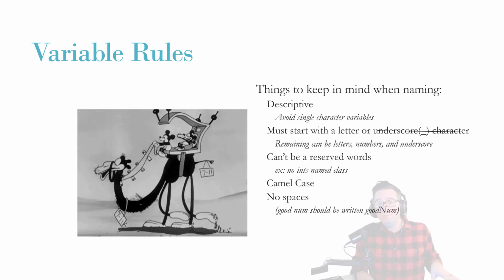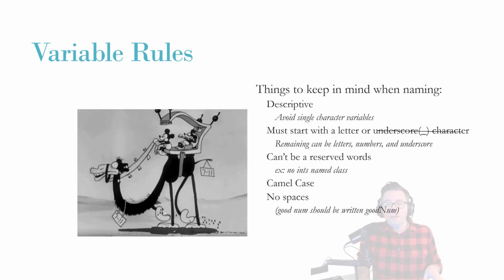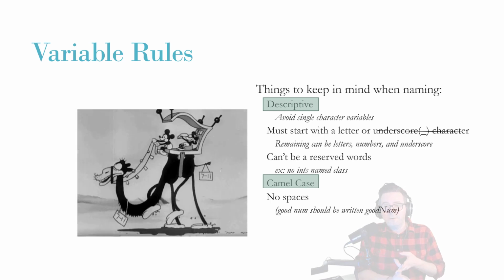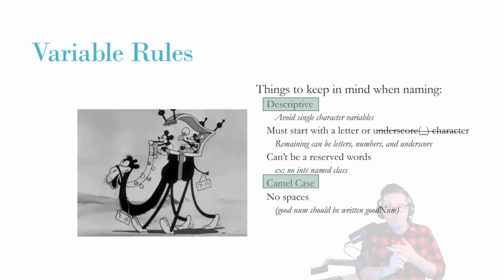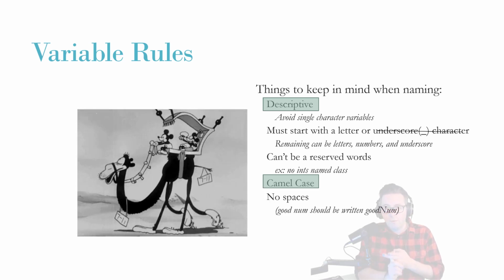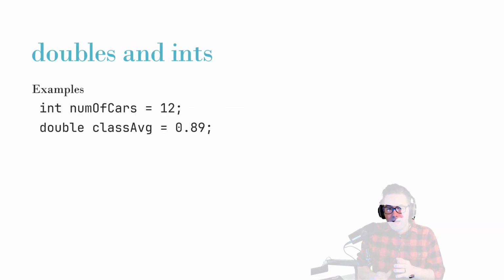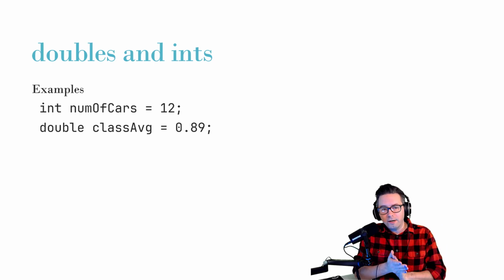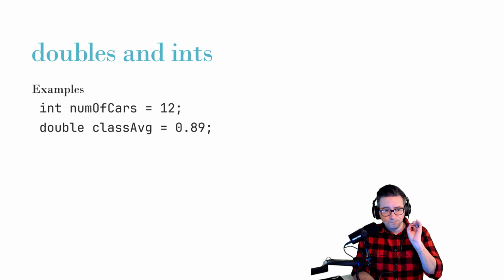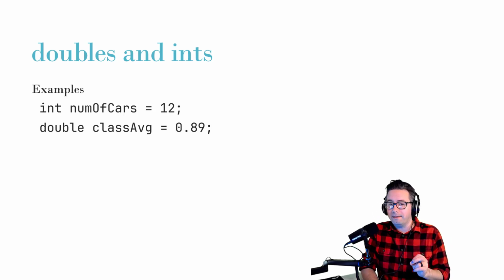So really the big takeaway for naming your variables is that it should be descriptive and it should be camel case. Descriptive is going to be hard for some of our very first programs, but it's a good habit to work towards, okay? All right, so here we're going to declare and initialize doubles and ints. We have the int variable numOfCars, which we're assigning the value 12. We have the double classAverage, which we're assigning 0.89, okay?